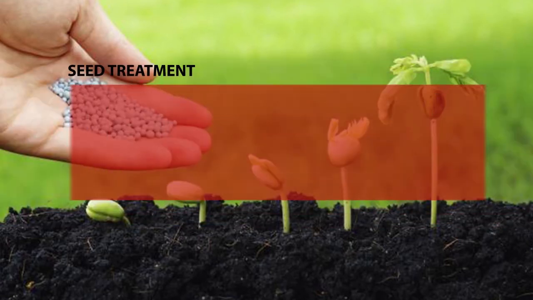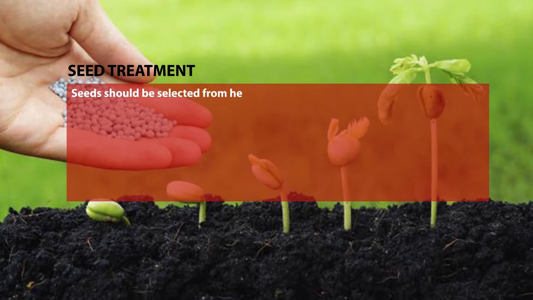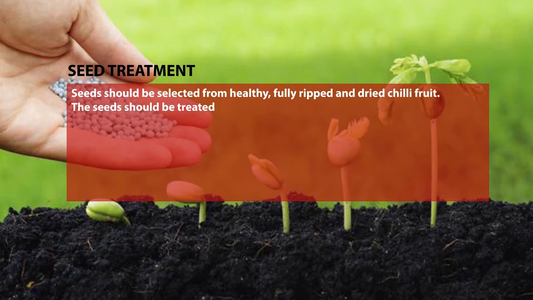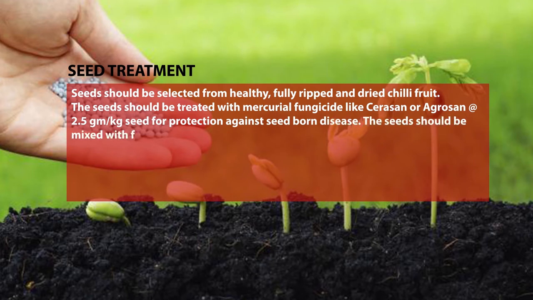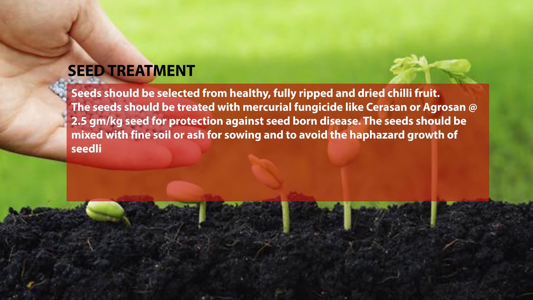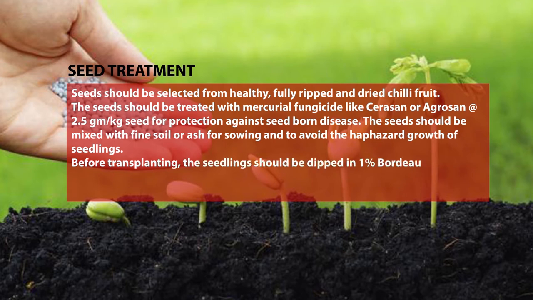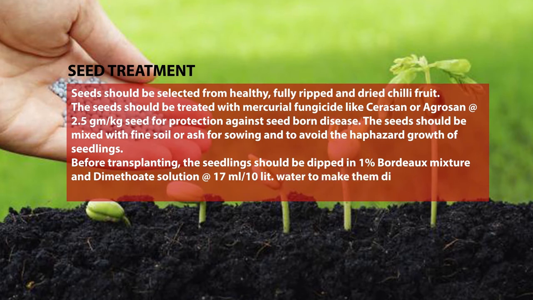Seed treatment. Seeds should be selected from healthy, fully ripe and dried chili fruit. The seed should be treated with a mercurial fungicide like Ceresan or Agrosan at the rate of 2.5 grams per kilogram for protection against seed-borne disease. The seed should be mixed with fine soil or ash for sowing to avoid haphazard growth of seedlings. For transplanting, the seed should be dipped in 1% Bordeaux mixture and dimethoate solution at the rate of 17 ml to 10 liters of water to make them disease and insect pest resistant.